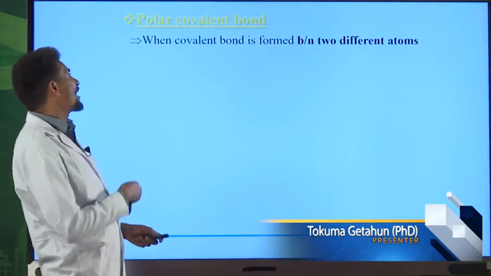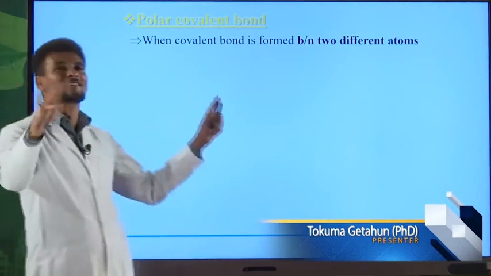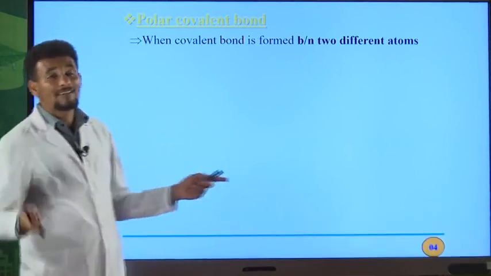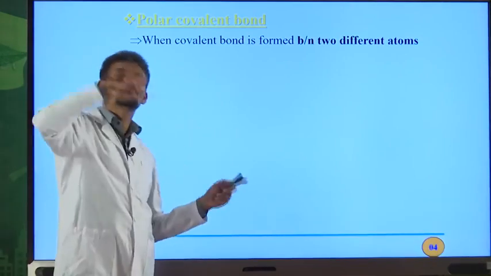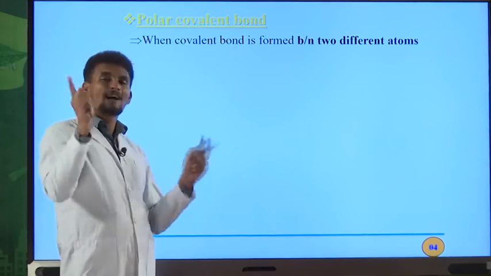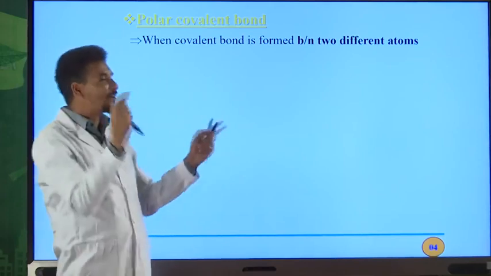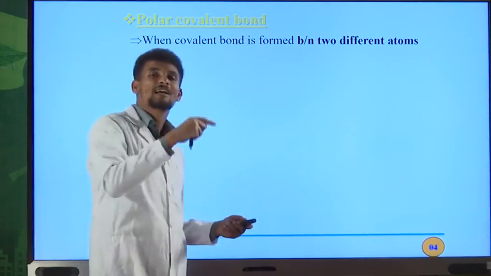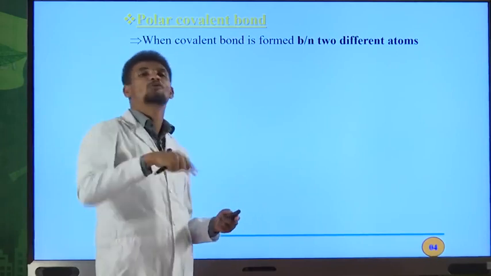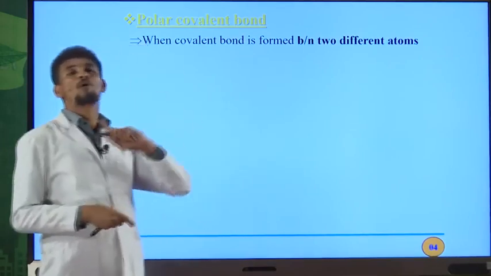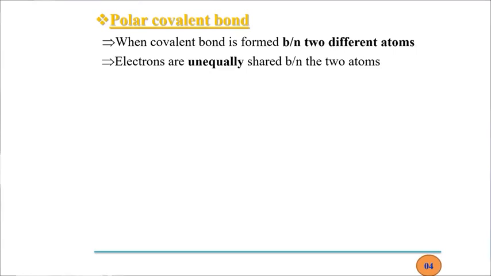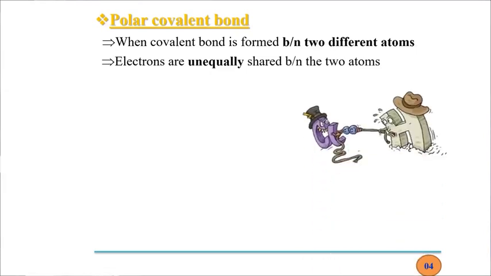Okay, so polar covalent bond. I already told you about this one. It is formed when a covalent bond is formed between two different atoms, meaning they have different electronegativities. If the difference in electronegativity between the atoms is greater than or equal to 0.5, the bond is polar. I'll tell you about this later. Here there is unequal sharing of electrons between the two different atoms, so the bond formed is known as a polar covalent bond.